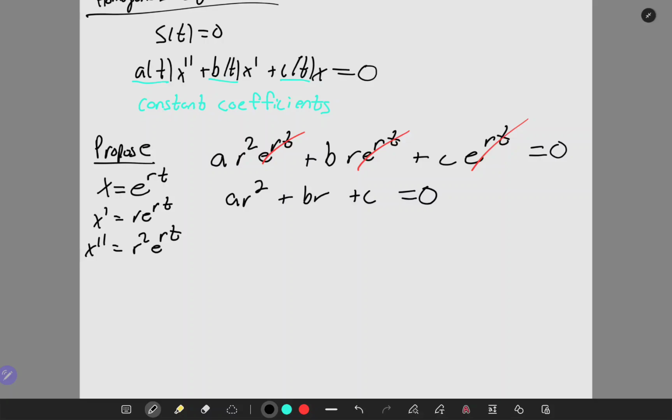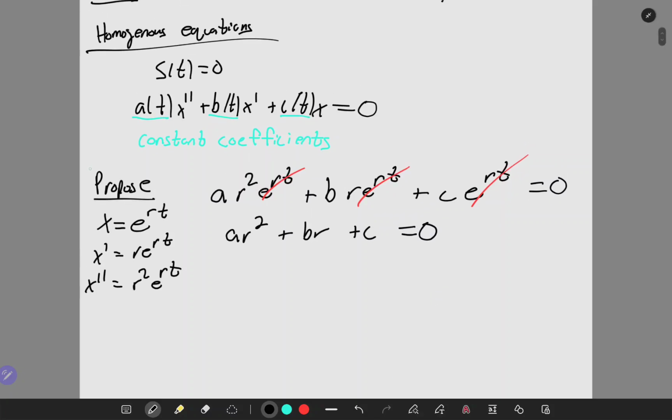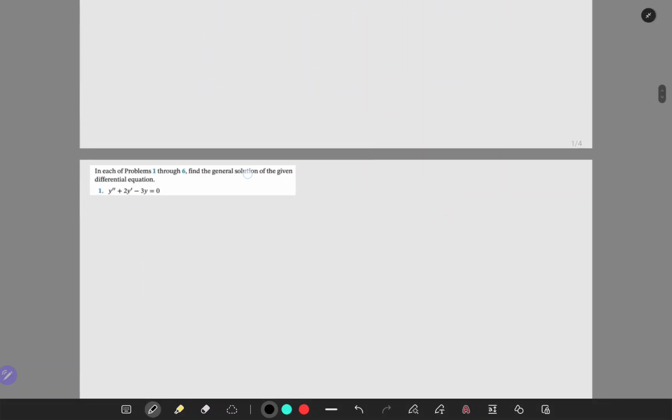So that's the general idea for these. With this equation right here, we would then solve for r. So step 1 is to propose. Step 2 is to substitute. And step 3 would be to solve for r. So let's just go right into an example, just so I can show you what I mean.